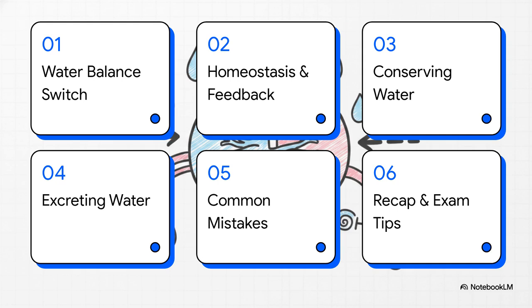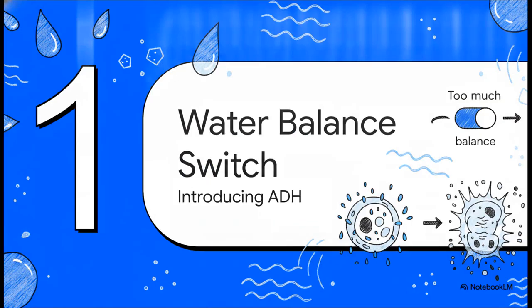Here's our roadmap for today. We'll start with the water balance master switch, move on to homeostasis and negative feedback, look at Scenario 1, conserving water, then Scenario 2, excreting water. Finally, we'll clear up some common mistakes and wrap up with a final recap. Let's get to it. Section 1.